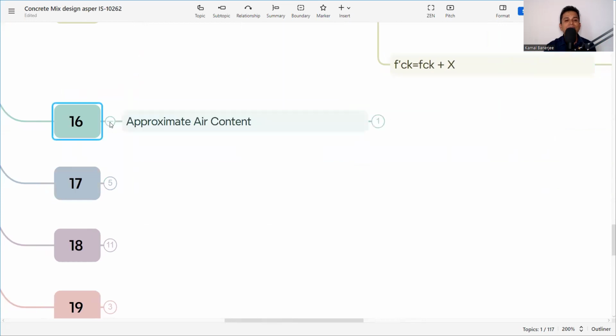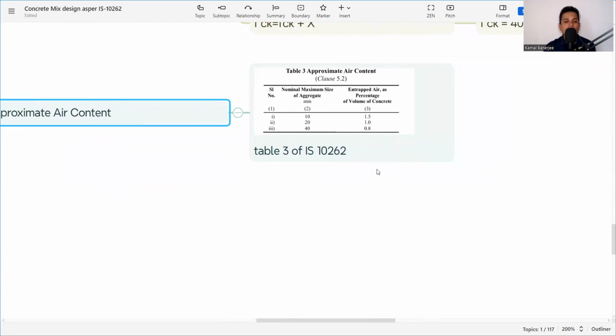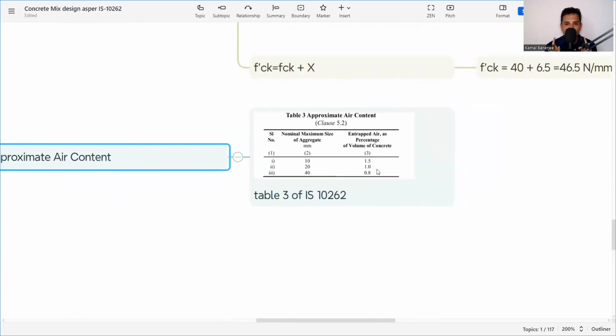The next part is approximate air content. See, there will be air inside the concrete. So what will be the air content? Why is it required? Because whenever we are calculating the mix proportion, this air content is very important, because whenever we are doing compaction or consolidation, the air is removed, and that area becomes void. So to avoid voids, we need to calculate what percentage of air is there inside the mix.